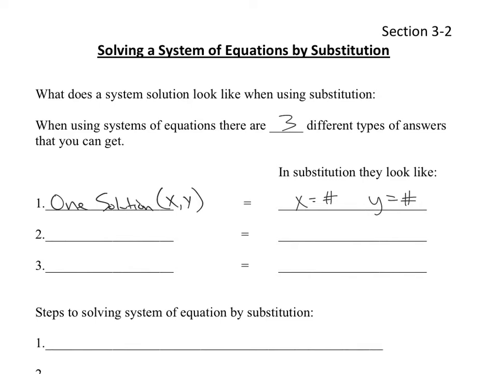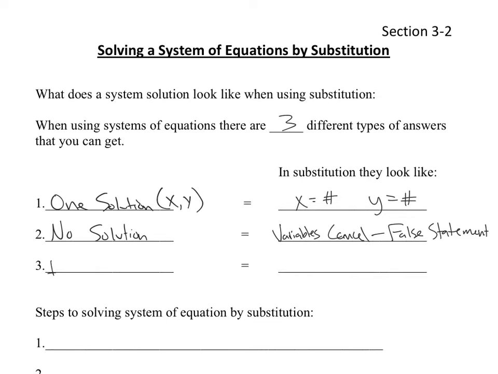The second option is to have no solution. So remember, no solution when we were graphing was when we had parallel lines. When we're using substitution, no solution would be if, when we substitute and try to solve for our variables, the variables cancel out, and you're left with a false statement. So you're left with a statement like 6 equals 10, or negative 3 equals 5. You don't have any variables left, but you're left with a false statement. That would be an example of no solution.